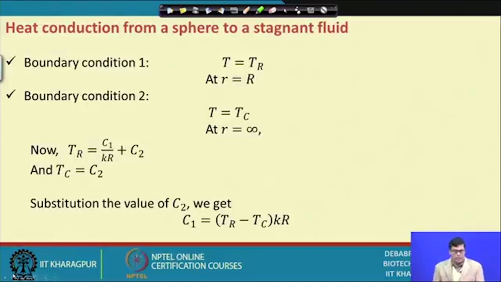Now, here is the heat conduction from a sphere to a stagnant fluid. The boundary conditions are T equal to Tr where small r is equal to capital R, and T equal to Tc as r tends to infinity. Then your equation will be Tr equal to C1 by k R plus C2, and Tc equal to C2. Then we can write in this form C1 equal to (Tr minus Tc) times k R.